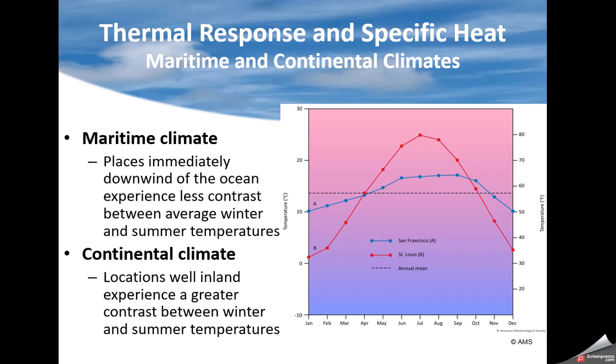Now, if I'm in the middle of the country, and you could say St. Louis is here, or you could look at Ohio, all of that, West Virginia, they are continental climates. What that means is land heats quick, land cools quick. So you get a much more extreme temperature change between the seasons.